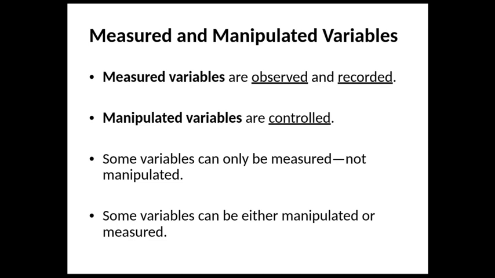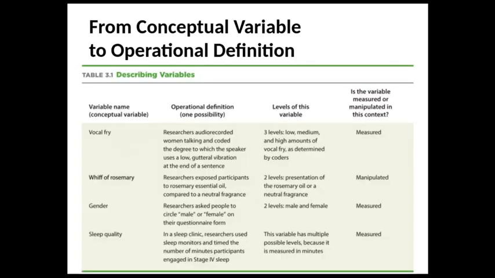So variables can be either manipulated or measured, and there are some variables that can only be measured and not manipulated. Hopefully you're still following along. So let's look at an example and see if you can understand why this variable is either measured or manipulated given the context. Now, this is your first exposure to it, so if you're not quite getting it, you can go back over this. But hopefully it should be relatively easy to see. Again, measured is observed and recorded. Manipulated means that the researcher is responsible for putting people into these groups.